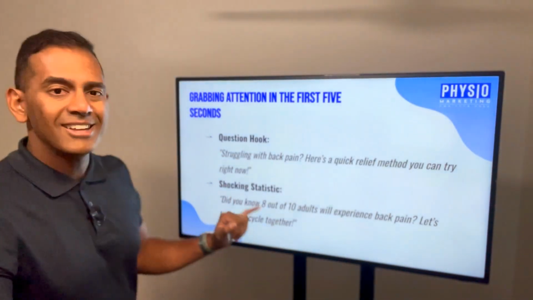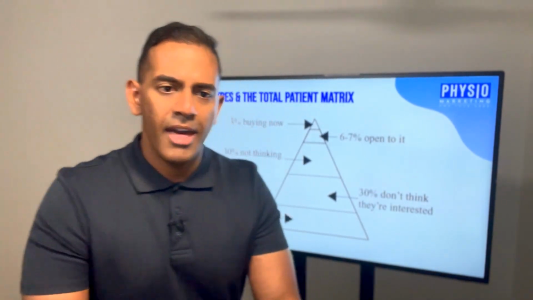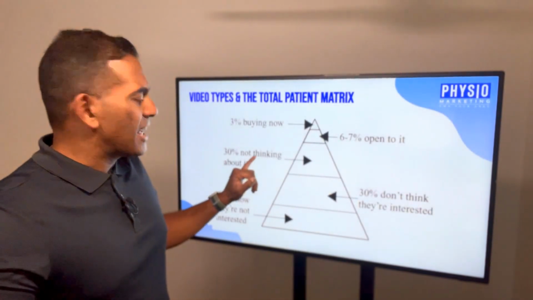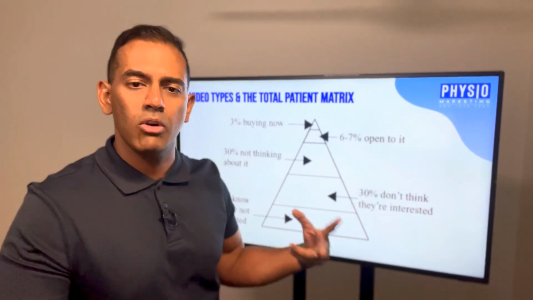Secondly is what we call a shocking statistic. For example, did you know 8 out of 10 adults will experience back pain? Let's break the cycle together. All right. That's a shocking statistic. And learn more how you can do that. All right. So that is going to create some curiosity, especially if people are, where would that work for? They're probably not thinking about it yet. Maybe even they don't think they're interested. Those are the two rungs.